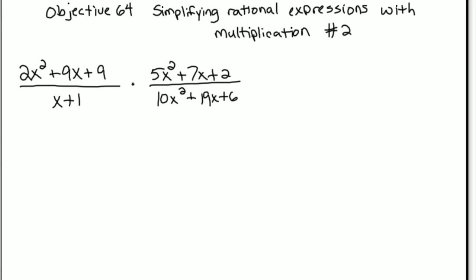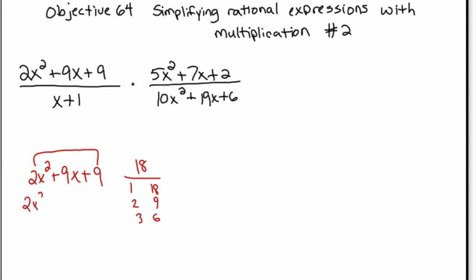So let's look at that 2x squared plus 9x plus 9 for a second. To factor that, we'll multiply 2 and 9. We'll get 18. Factors of 18 that will add up to 9 are 3 and 6. So 2x squared plus 3x plus 6x plus 9.